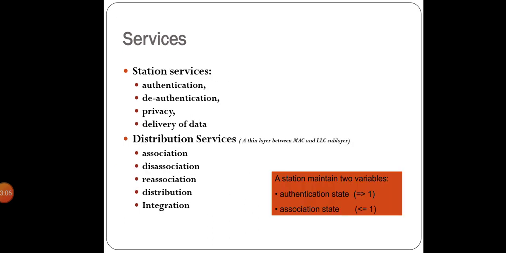Services. Station services. The station services provide authentication, deauthentication, privacy and delivery of data, and the distribution services, a thin layer between MAC and LLC sublayer, which provides association, disassociation, reassociation, distribution and integration. A station maintains two variables. First one is authentication state, which is greater than or equal to 1, and the second one is association state, which is less than or equal to 1.